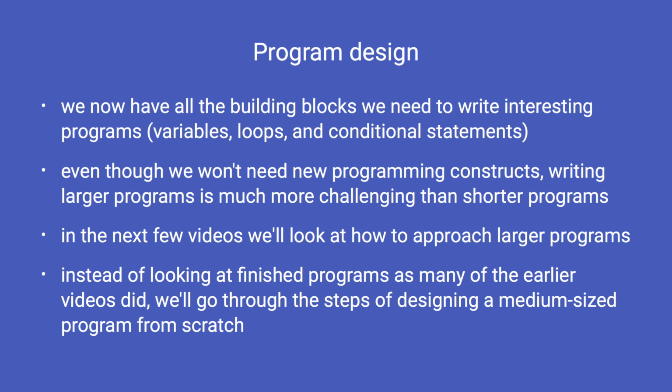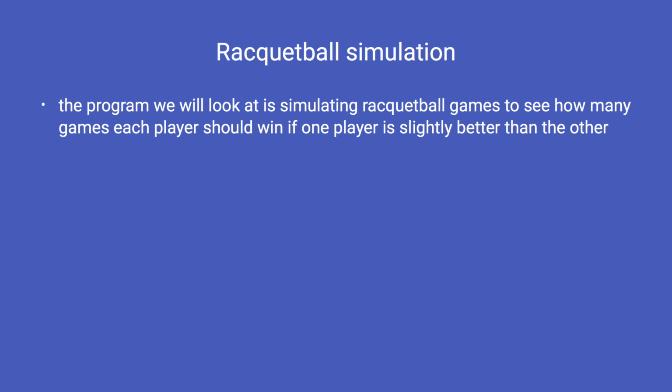Instead of looking at a finished program, we'll go through each step of solving a program that is larger and more complex than we've written so far. The program we will write simulates a number of racquetball games. The idea is to determine what percentage of games each player should win based on their respective abilities.